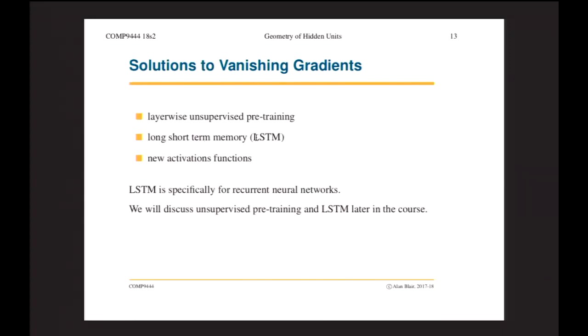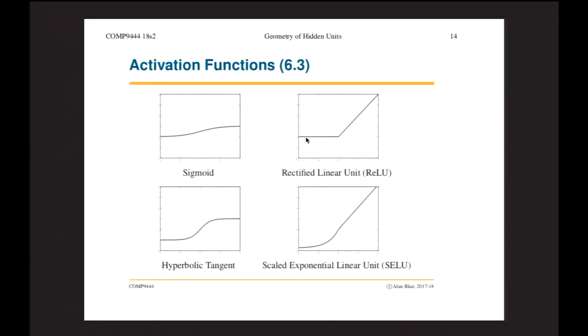There's another thing called long short-term memory. This is specific for recurrent networks, so we'll get to recurrent networks in week 5 of the course. And another thing was new activation functions. Okay, so let's talk about the new activation functions. These are the ones we talked about so far: the sigmoid and the hyperbolic tangent.